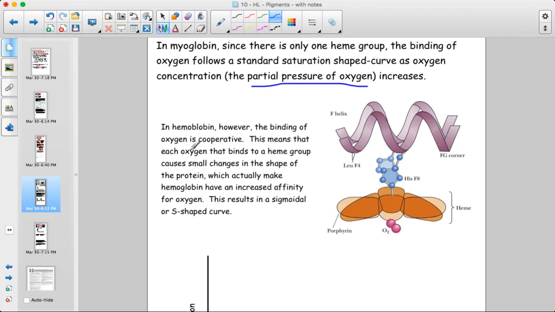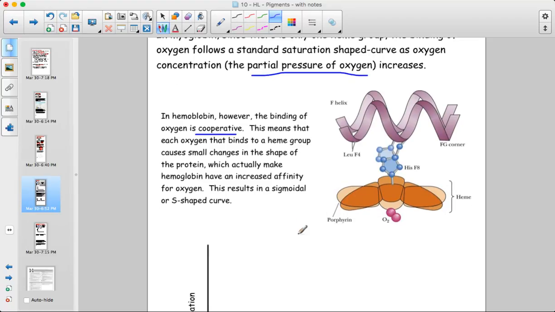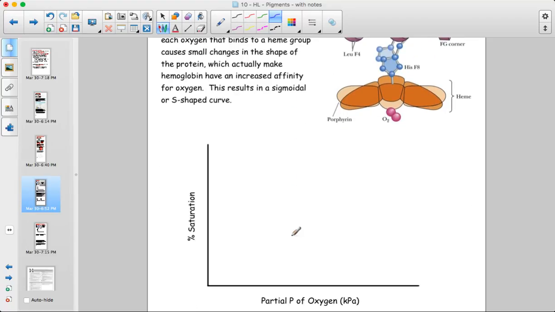In hemoglobin, however, it's a little more complicated. The binding of oxygen is called cooperative, which means that as each oxygen binds to the hemoglobin, to the heme group, it causes little changes in the shape of the protein, which actually make hemoglobin better at binding to oxygen. So the more oxygen it has, the better and better it gets at binding to the oxygen. And so this is trying to show that as it binds to the oxygen, it sort of flattens out the heme group, which triggers changes in the shape of the entire hemoglobin molecule, which changes the affinity for oxygen.